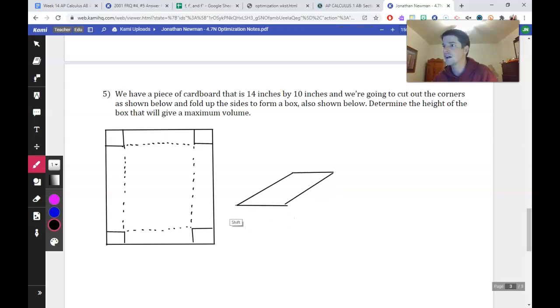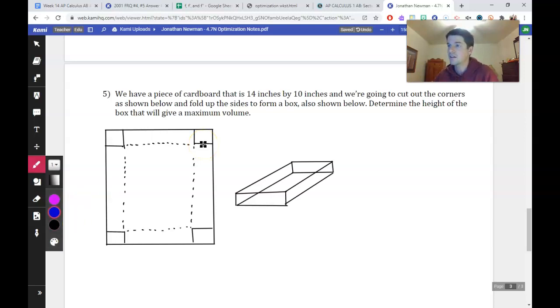And then when you fold up the sides, you get sides that are like this, right? Fold up a side, and this is a side you fold up, and that's the last side you fold up, right? So it's a box with no lid. The top is open, so there's just a base to worry about. And so it wants us to determine the height of the box that will give a maximum volume.